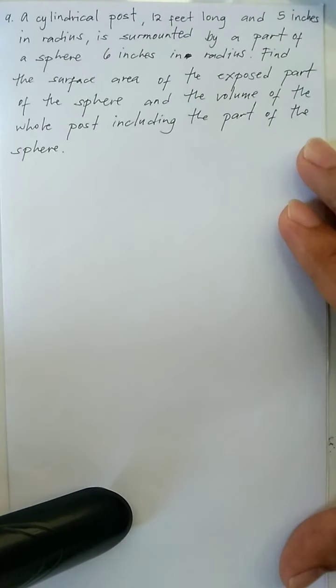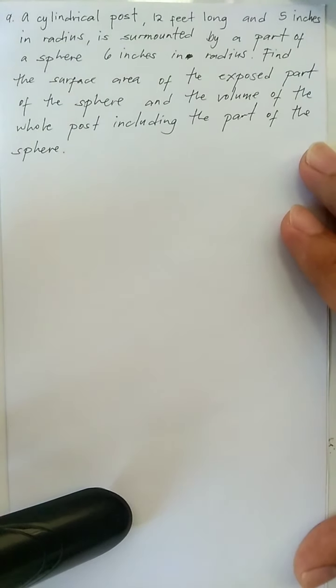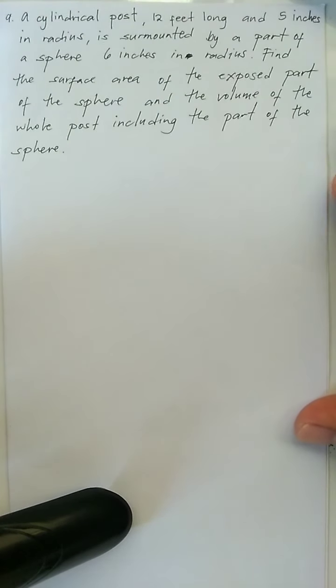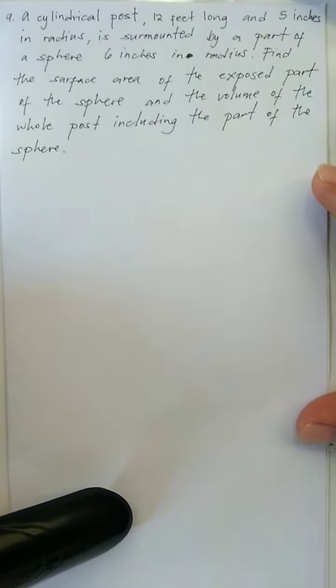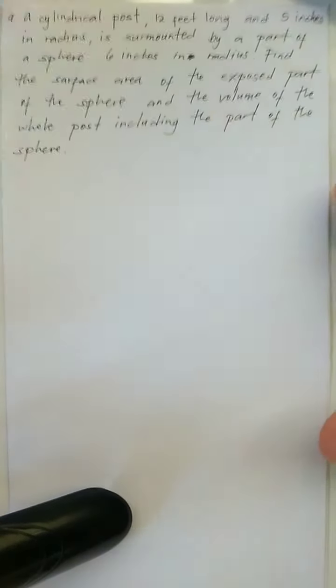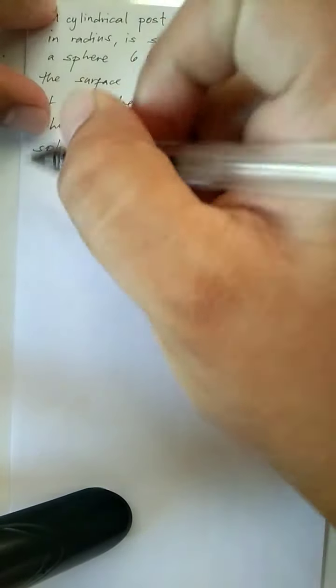We will answer problem number 9. A cylindrical post, 12 feet long and 5 inches in radius, is surmounted by a part of a sphere, 6 inches in radius. Find the surface area of the exposed part of the sphere and the volume of the whole post, including the part of the sphere. So here's a problem with two required. So let's illustrate the given first.